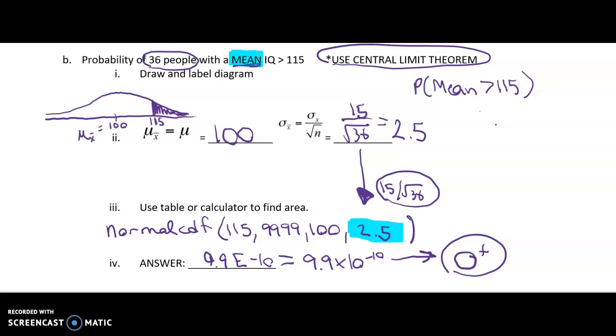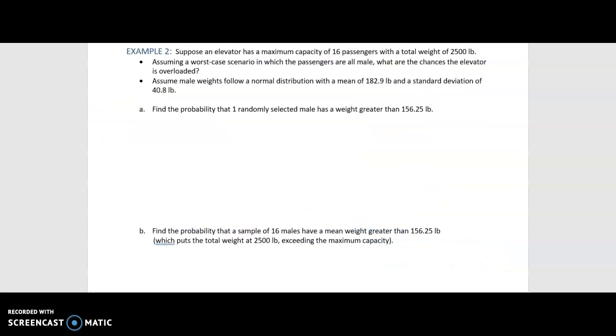Note that the probability of a single person with an IQ score of greater than 115 is much more likely than having the mean of 36 people's IQ scores be greater than 115. Next, suppose an elevator has maximum capacity of 16 passengers and a total weight of 2,500 pounds. Assuming a worst case scenario in which all the passengers are male, that's only worst case because on average males have a higher body weight. What are the chances that the elevator is overloaded?